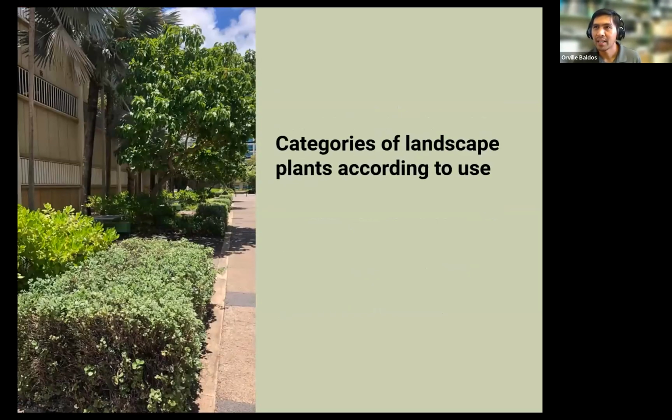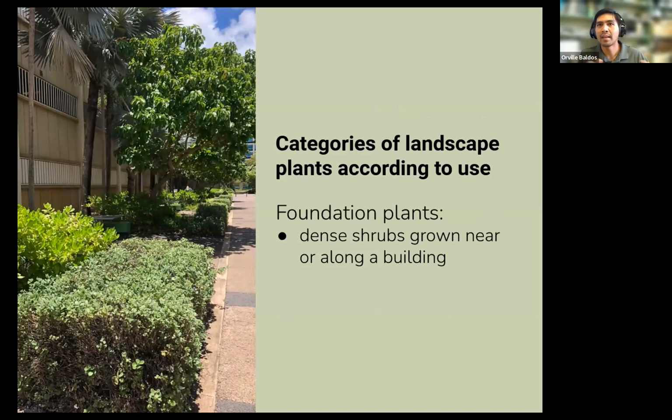And then lastly, another type of landscape plant according to use is what we call foundation plants. Foundation plants are plants that are planted beside a building so that it helps anchor the building. So you have a transition from the ground to the building. In this case, you have a bunch of native Hawaiian shrubs planted here so it's not like building and then ground already. So there's a visual transition.